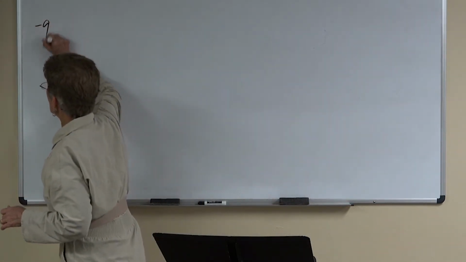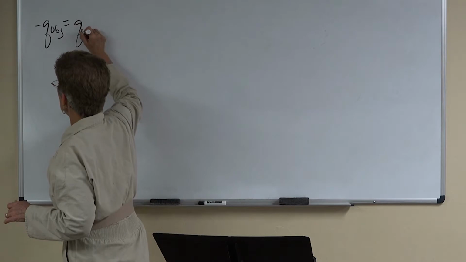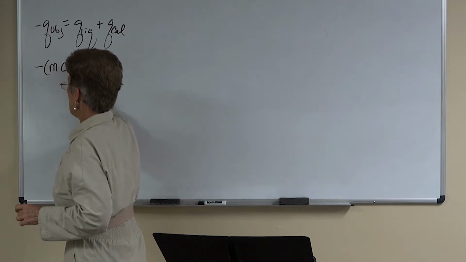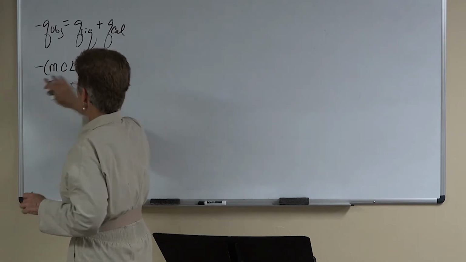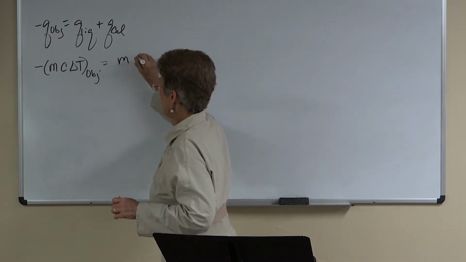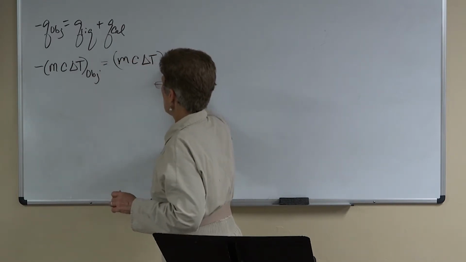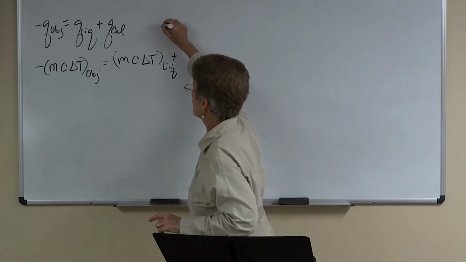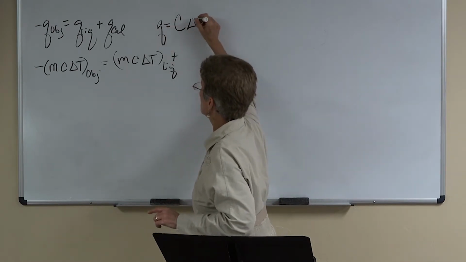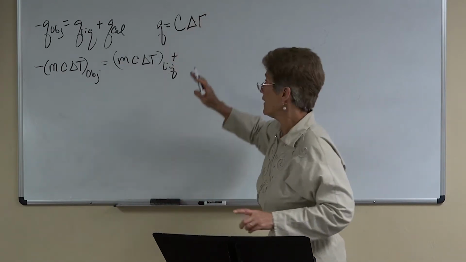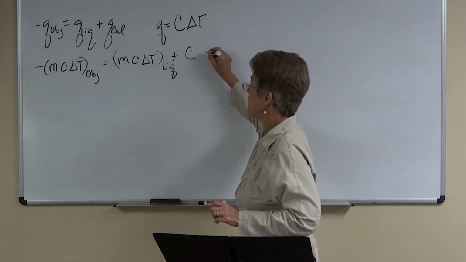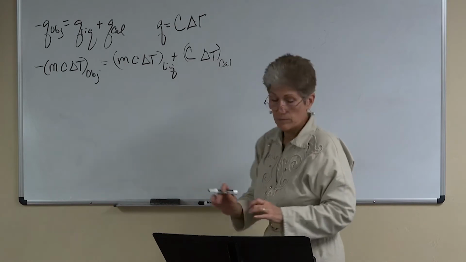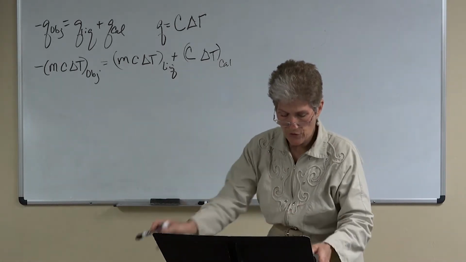So once again, we have negative Q of the object equals Q of the liquid plus the Q of the calorimeter. In this case, it's mC delta T of the object, remember it's minus, equals the mC delta T of the liquid, plus, because we are asked for the heat capacity of the calorimeter, remember Q equals C delta T. This is the heat capacity, so we go C for the heat capacity and delta T, and this is the calorimeter. Probably should have put in parentheses in the last one and didn't. All right, so let's start plugging in.